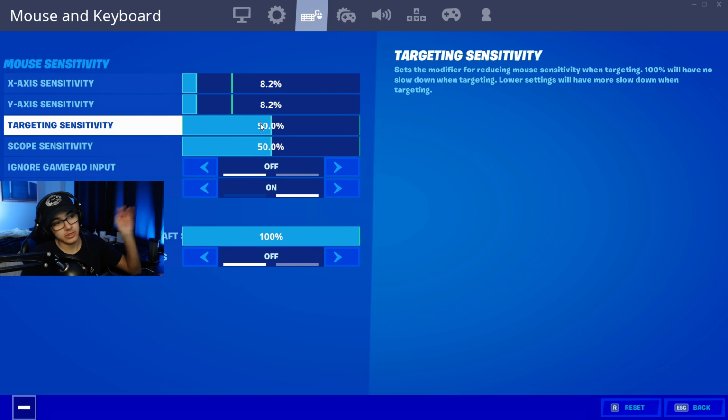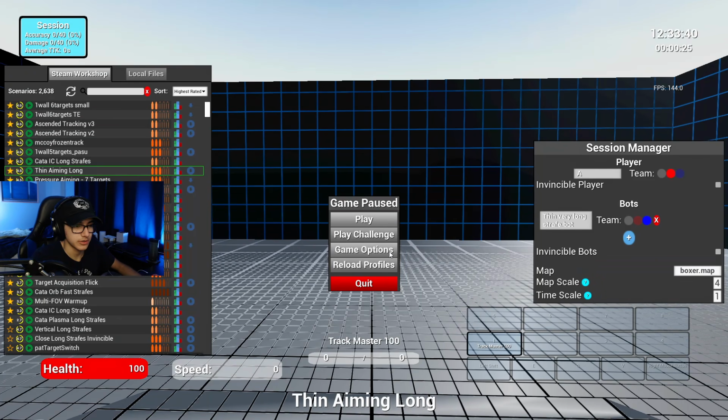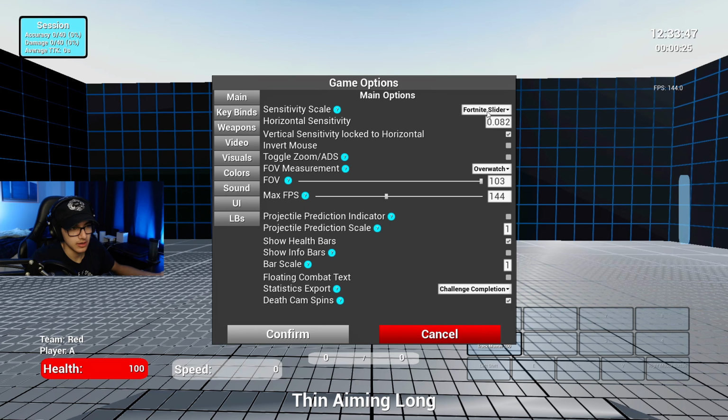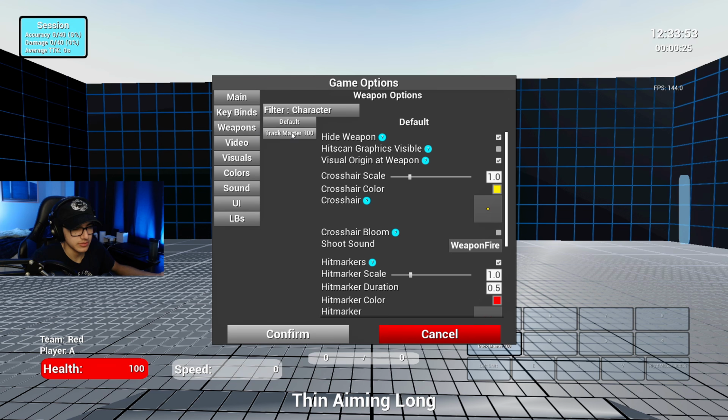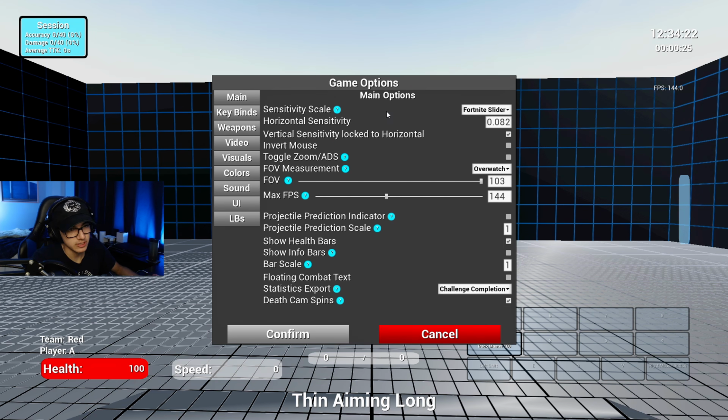So now let's go over to Kovaaks. We're going to press escape, which I already did, go to game options, and then the main tab, which we're already at. Don't go to the weapons tab. I heard somebody say something about the weapons tab. Don't even do anything in that. The only thing I would say is mess with your crosshair if you want it changed. So anyways, go back to the main tab.